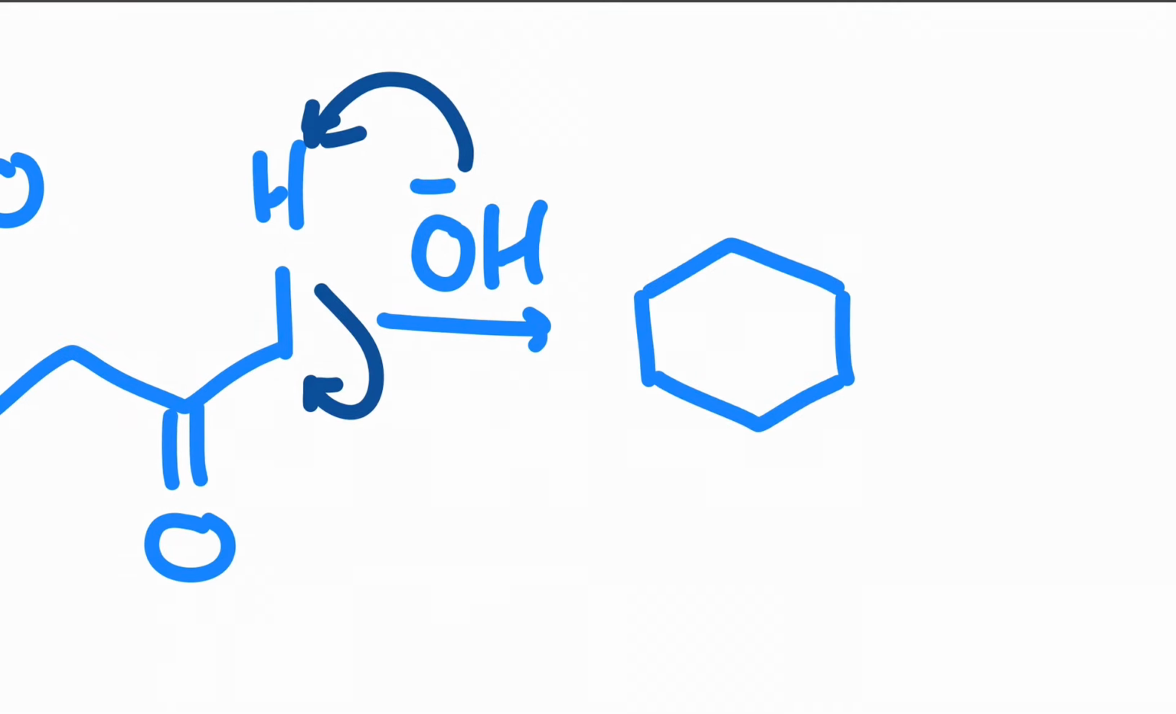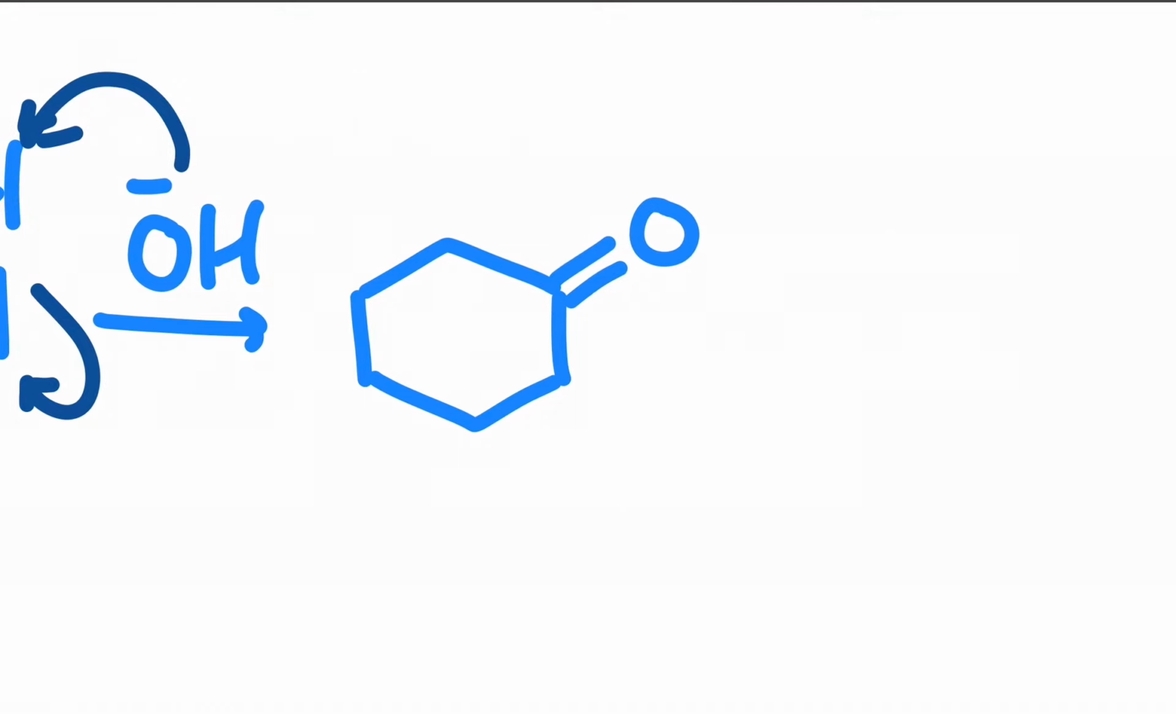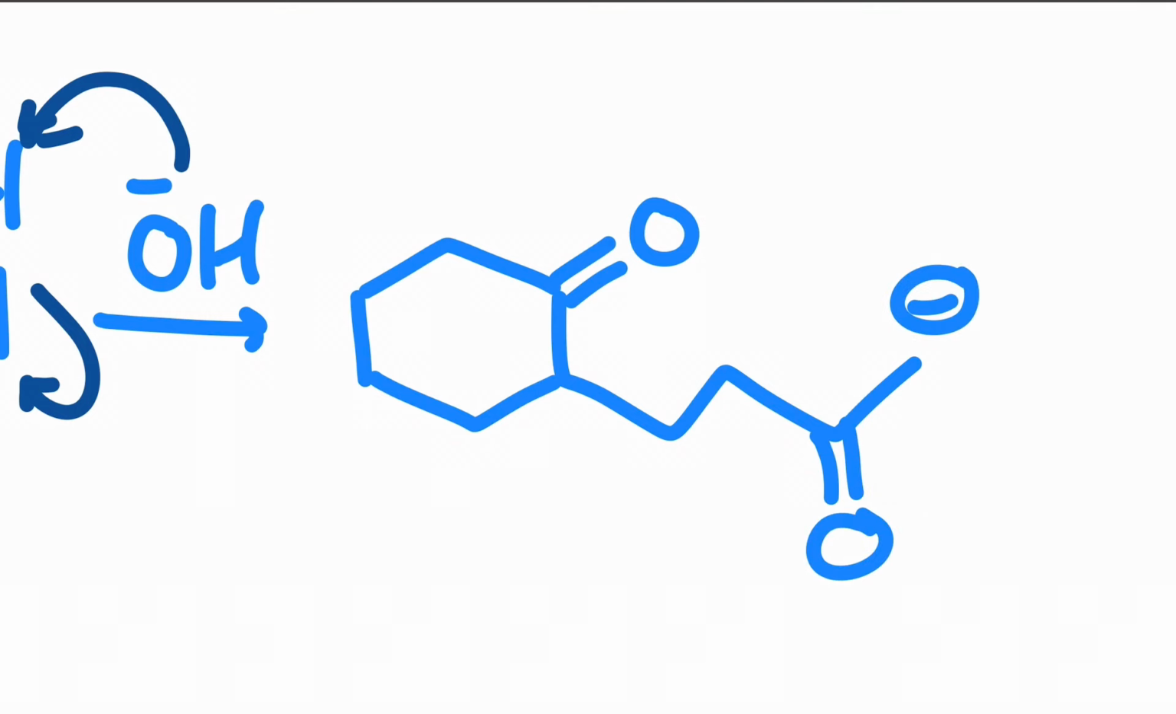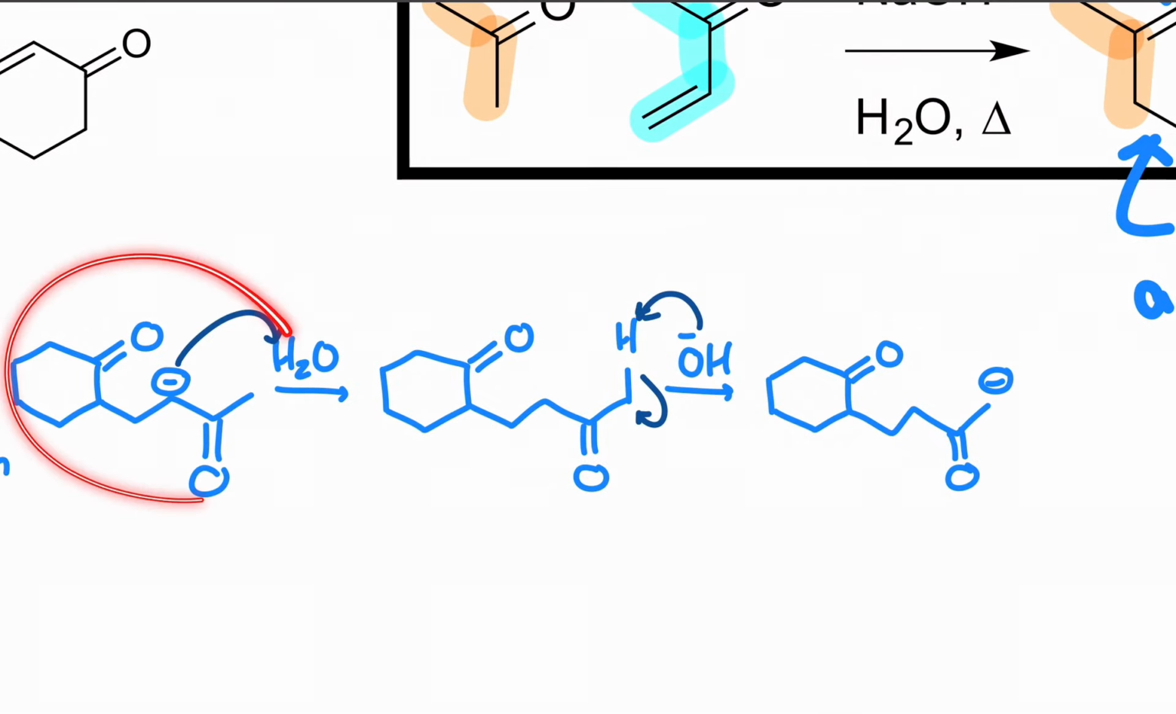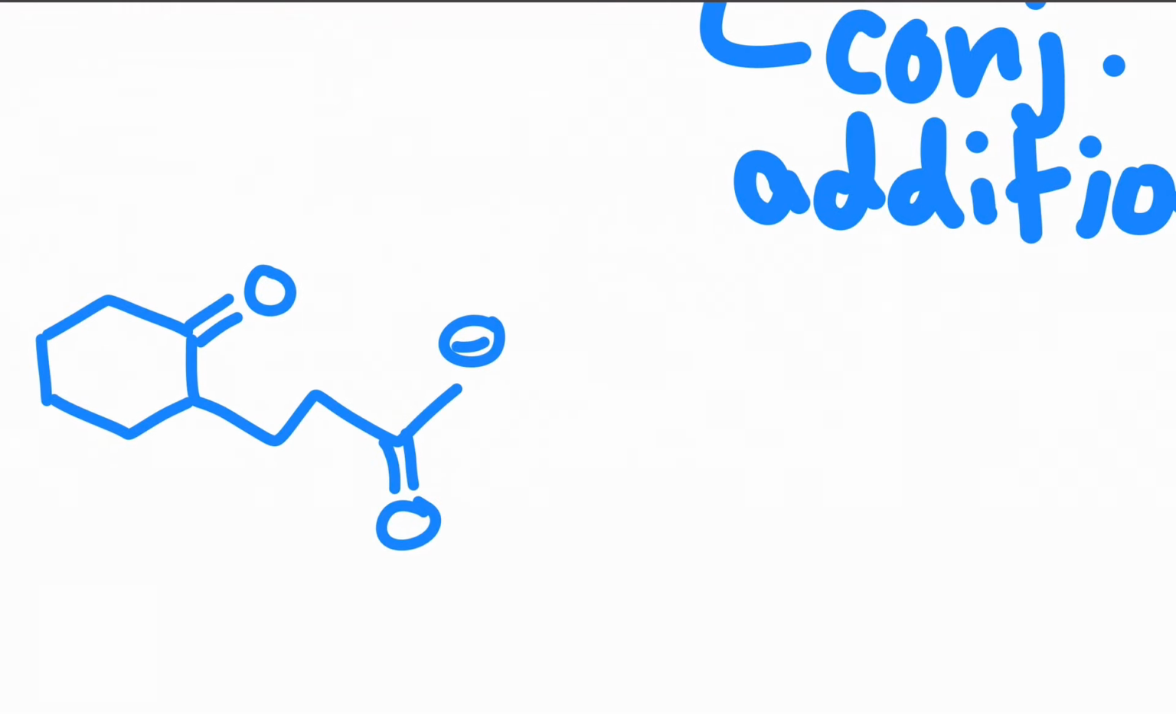Everything in this step is exactly the same. We just have a negative charge all the way on the end here. So all we did was go from one enolate to another. And now we're going to go forward with the aldol.